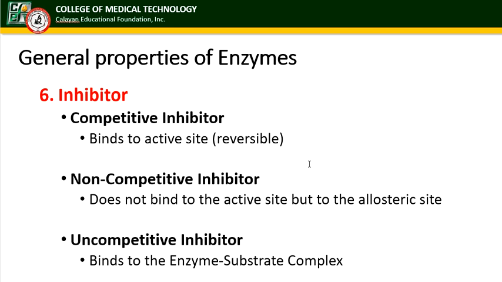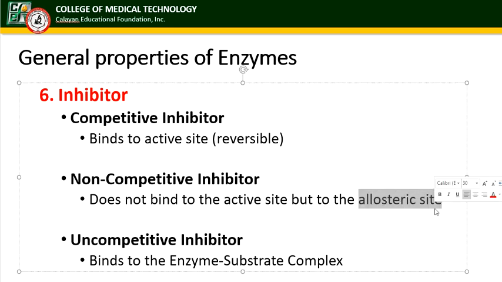Okay. So, ang nakakabit sa ating active site is yung substrate. So, ibig sabihin, ang competitive inhibitor natin nakikipag-agawan sa pwesto ng substrate. So, active site. Next, non-competitive inhibitor. So, non-competitive inhibitor does not bind to the active site but to the allosteric site. So, sa kabilang part siya nakakabit, yung ating non-competitive.